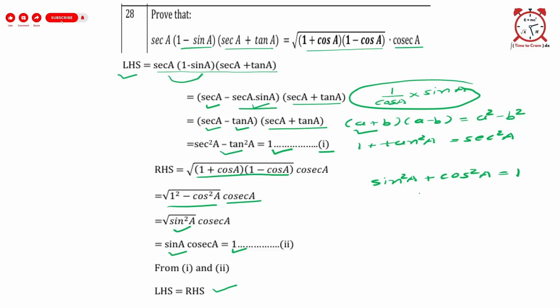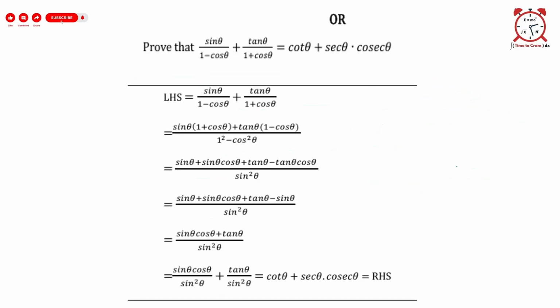Let us go for the next sum, which is in the internal option. Again here, prove that sin theta upon 1 minus cos theta plus tan theta upon 1 minus cos theta equals cot theta plus sec theta into cosec theta.